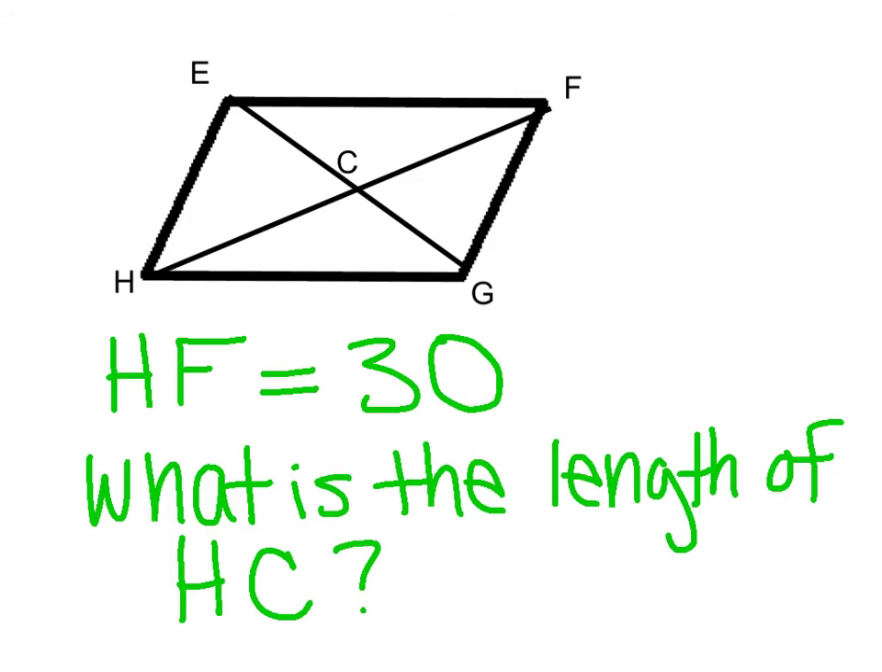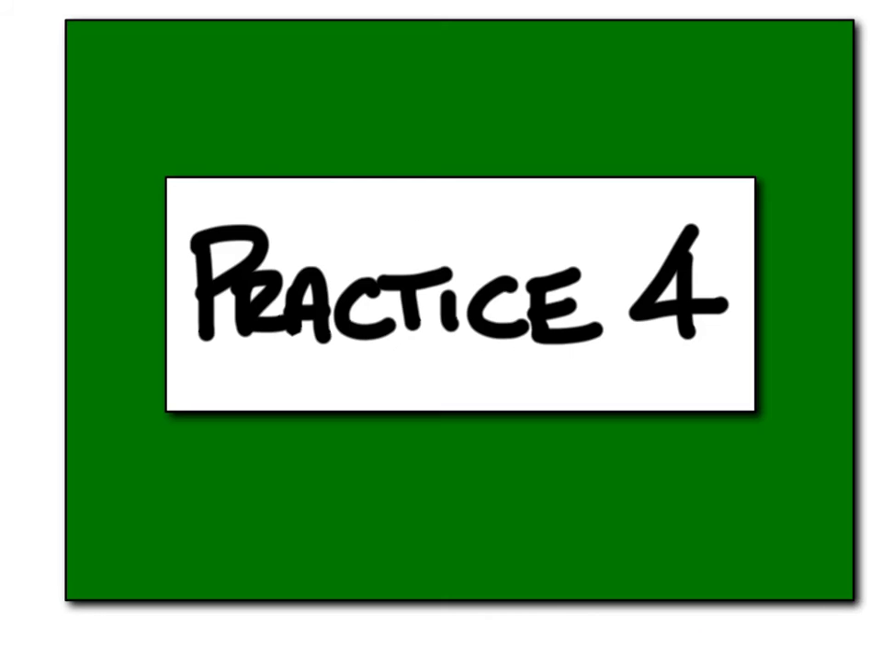Alright, solution to the practice problem says that HF, so from here all the way up here, is going to be 30. It wants the length of HC. If HF is 30, what's the length of HC? It's going to be 15. It's going to be half.